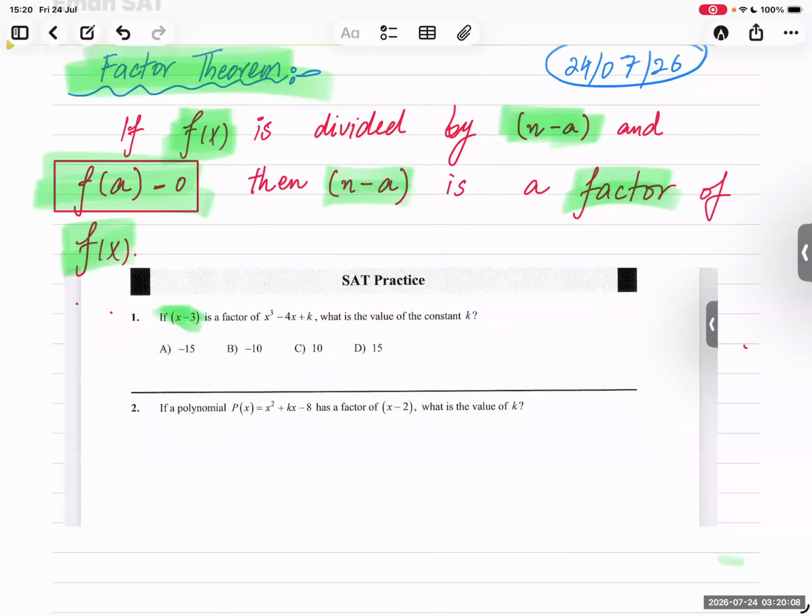So we have x minus 3. If x minus 3 is a factor of this, what is the value of k? Now we know that if it is a factor, it's going to leave remainder 0. So let's put the value in it.